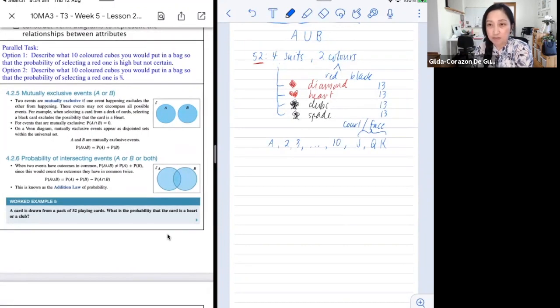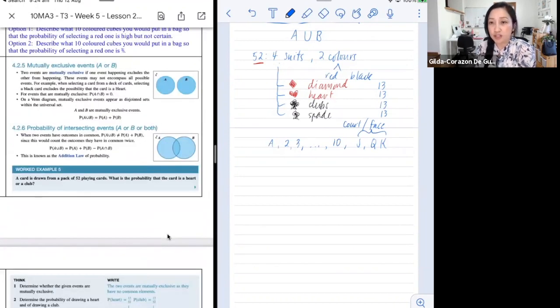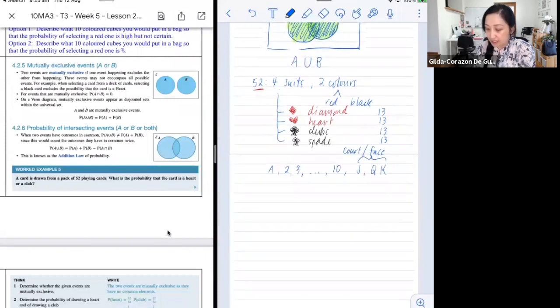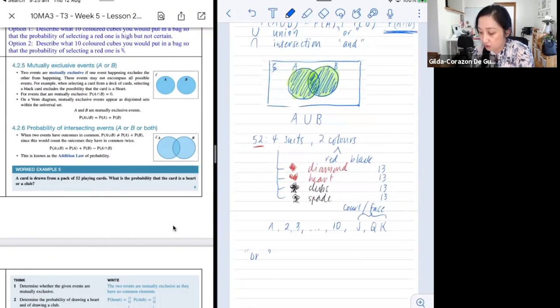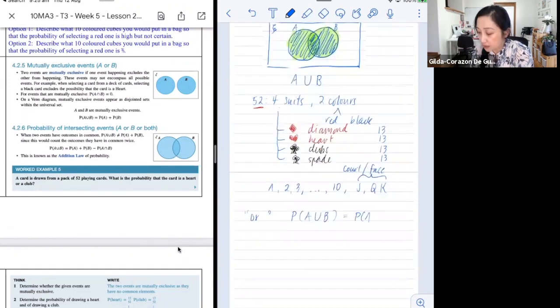When you have a heart or a club, are they mutually exclusive or are they intersecting events? Can a card be both heart and at the same time a club? No, right? So there wouldn't be any card that would be both heart and also a club, and therefore they are mutually exclusive. So for us to figure out the probability that the card is a heart or a club, OR would be union. So we're looking for the probability of A union B. We have probability of A plus the probability of B.